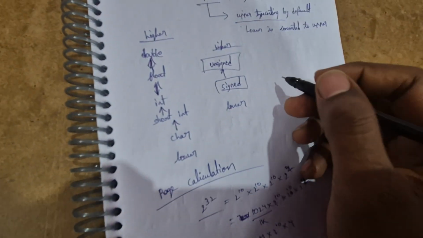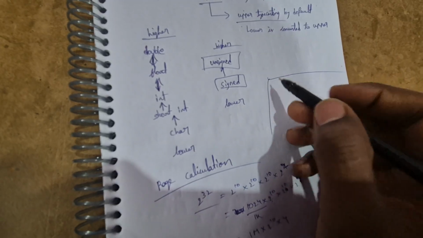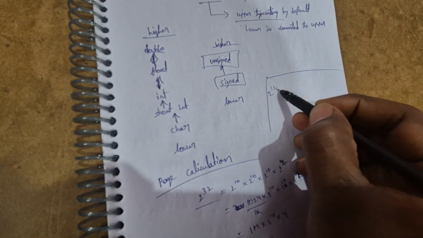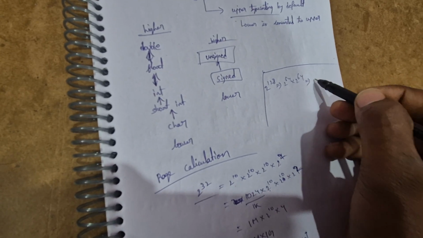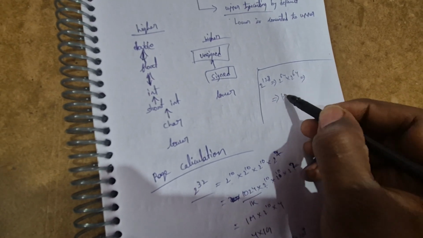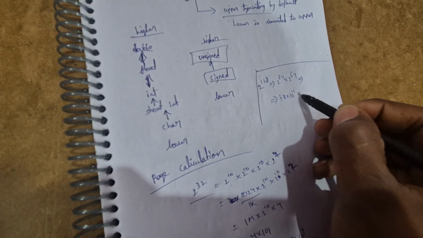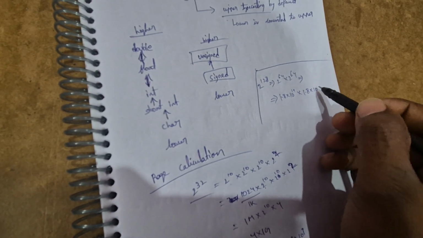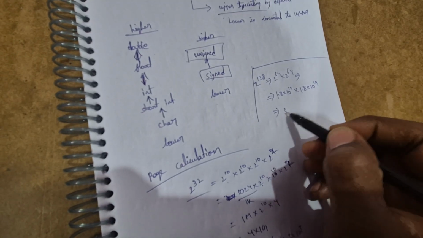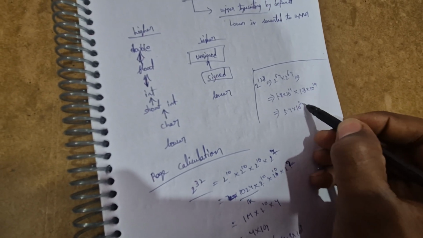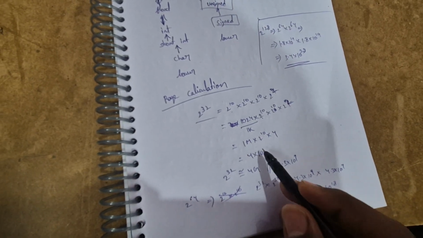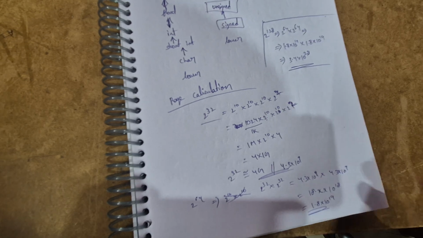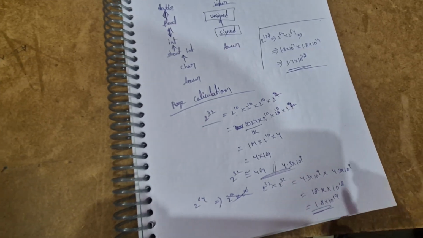Let's suppose 2 power 128. That means 2 power 64 into 2 power 64. That means 1.8 into 10 power 19 into 1.8 into 10 power 19, which is 3.4 into 10 power 38. This is why range calculation is very easy and important. Okay, that's why I discuss this range calculation again.